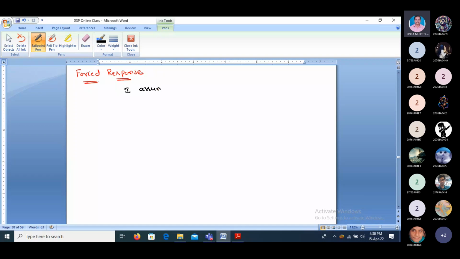I assume that input x of n is equal to u of n. What is the x of z here? X of z is equal to z by z minus 1, or 1 by 1 minus z inverse. This is the z transformation of the step signal.